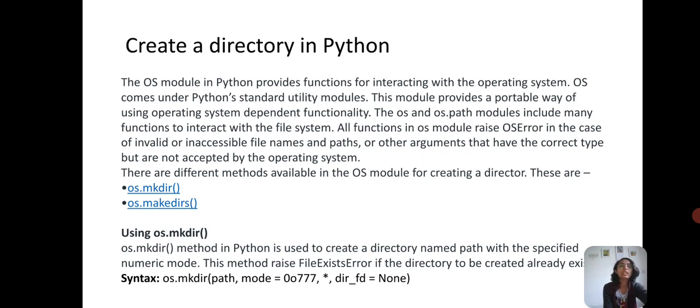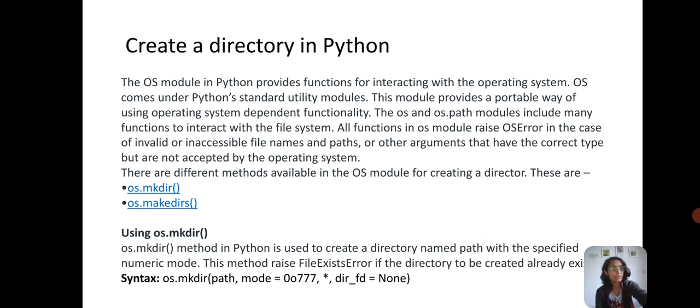Create a directory in Python. The OS module in Python provides functions for interacting with the operating system. OS comes under Python's standard utility modules. This module provides a portable way of using operating system dependent functionality. The OS and OS.path modules include many functions to interact with the file system. All functions in the OS module raise OSError in the case of invalid or inaccessible file names and paths, or other arguments that have the correct type but are not accepted by the operating system.